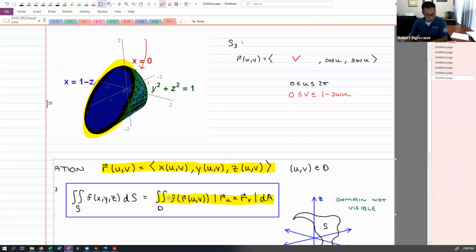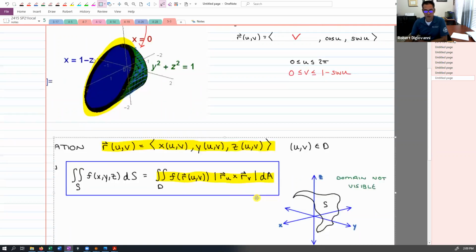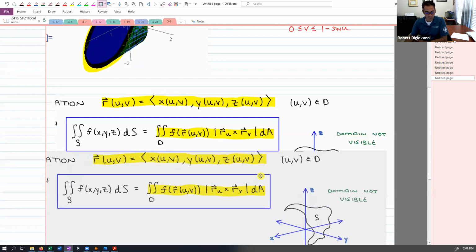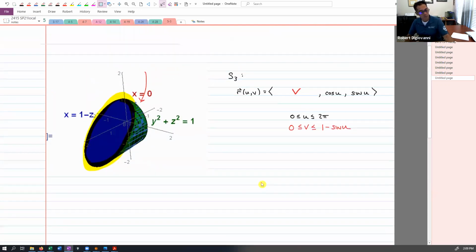All right, so look what we need to do. We need to take the scalar function and evaluate it on the vector function. And then we need to do the cross product of the partials. And we actually have to do it because we haven't done it for this one. So, partial time. Partial of R with respect to U is 0, negative sine U, cosine U.